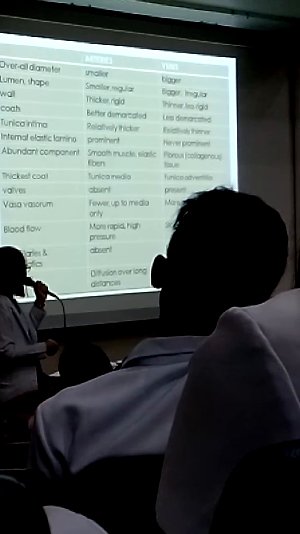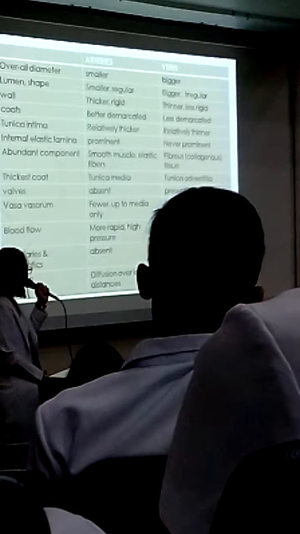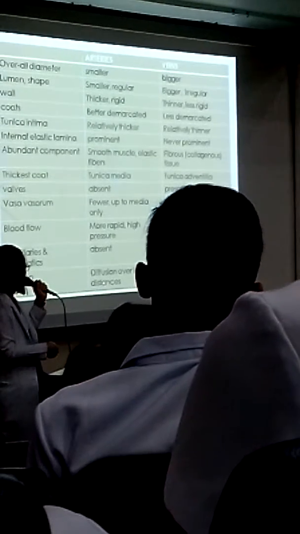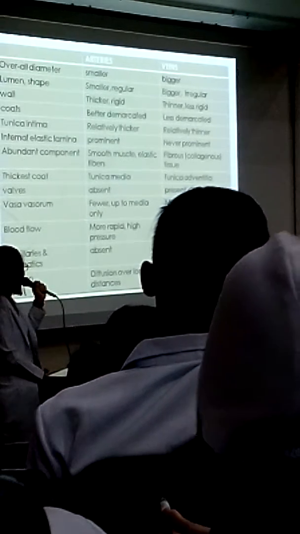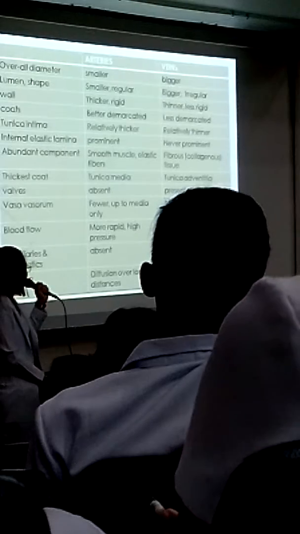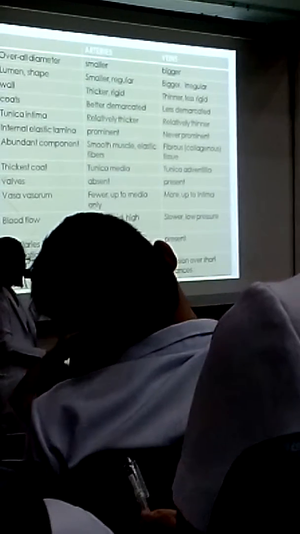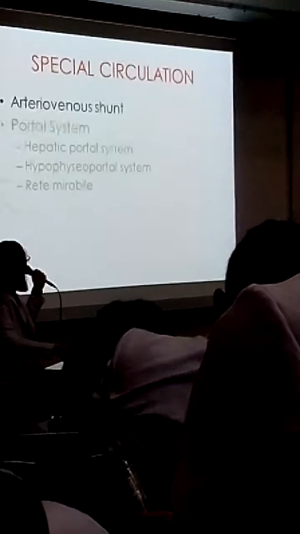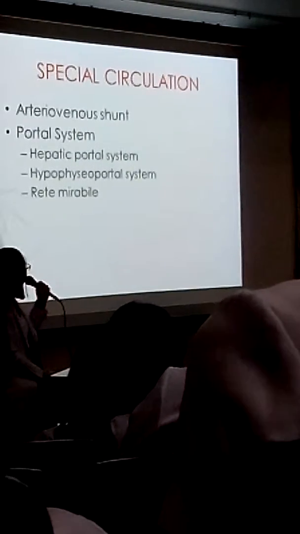Blood flow is more rapid and with higher pressure in arteries, and in veins, it is slower and low pressure. And for nutrition, it diffuses over long distances because of the pressure. And for the vein, it only reaches short distances. So for the special circulation, we have the AV shunt and the portal systems.